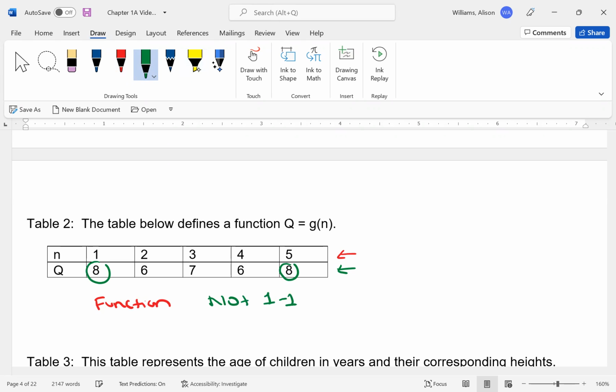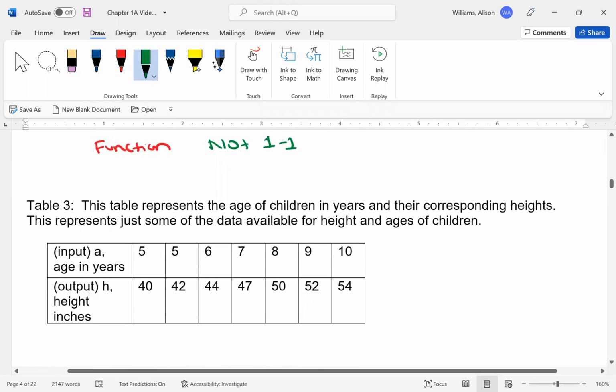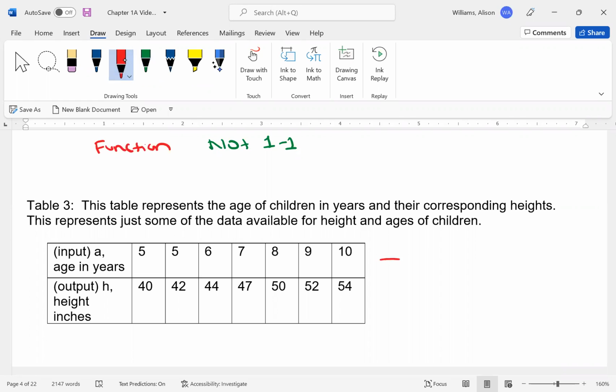That's all right. Let's try this one. This table represents the age of children in years and their corresponding heights. In this case, it fails right off the bat from being a function. You see that? Because we have two 5-year-olds with two different heights. In other words, that 5 is getting mapped to two different outputs. Even though these are individual 5-year-olds, in terms of recording information, two children of the same age could be different heights. Therefore, that input is getting mapped to two outputs. So, not a function.